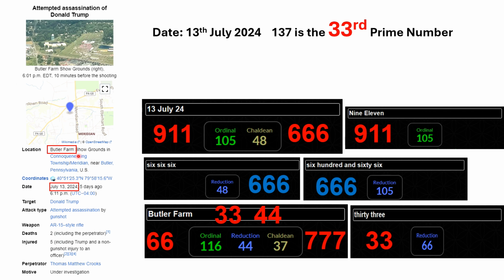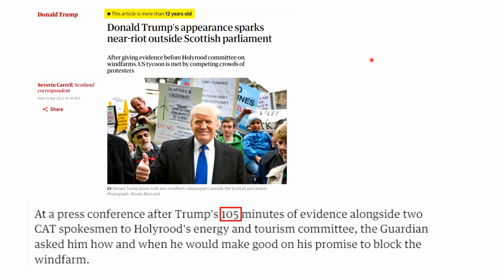And we look at Butler Farm. So it's Butler Showgrounds, but Butler Farm is 116 for 66. 44 in full reduction for Death's Doors again. 66 is 33, and 3 sevens for 777, 33 being 66. That's just explaining that one. And that number 105, we've seen, is coded there.